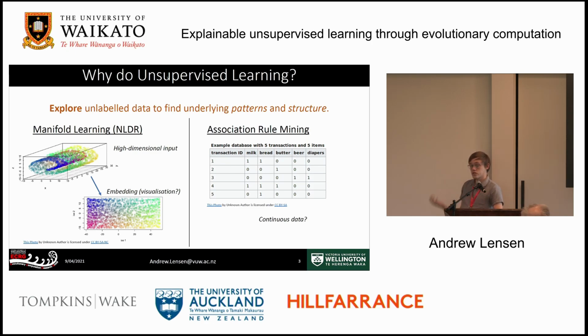Or also association rule mining, the classic example of buying beers and diapers at the supermarket, which I'm sure you've all heard too many times already, so I won't go through it again, but trying to find relationships between features or attributes in your data. And so really what I'm focused on at the moment is trying to do these things in a more explainable, more interpretable manner.